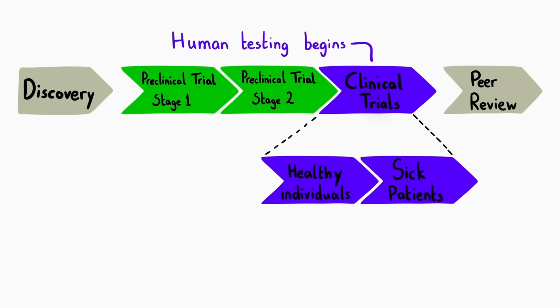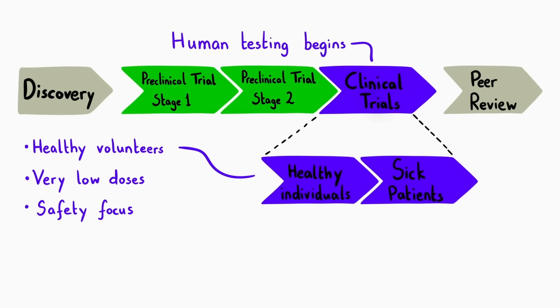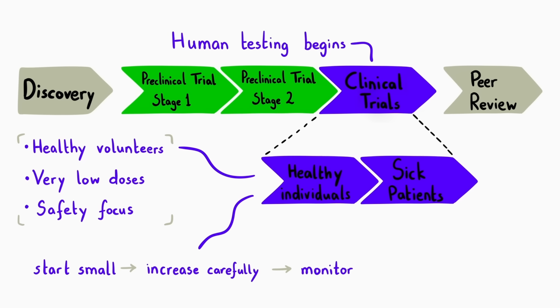Compounds that successfully complete preclinical evaluation advance to human clinical trials, which proceed through several distinct phases. Initially, researchers administer experimental medications to healthy individuals. These early trials focus primarily on safety assessment rather than therapeutic benefit. Researchers begin with minimal concentrations of the compound, gradually increasing amounts if participants tolerate the substance well.